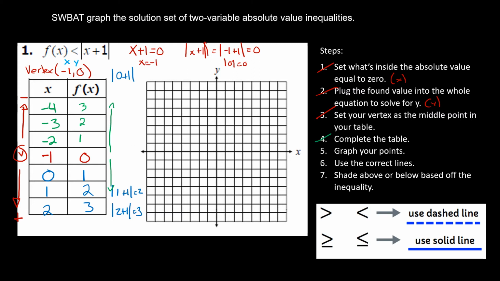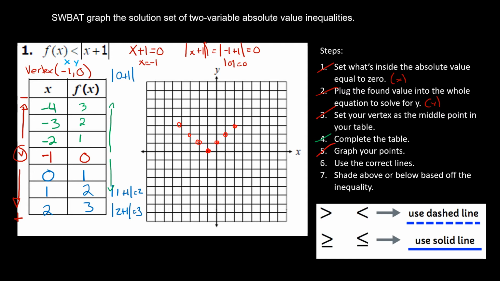Now let's graph our points. Our very first point, we want to start off with our vertex at -1, 0. So I go to -1, 0. Here's my vertex. My next points would be at 0, 1, then 1, 2, and 2, 3. On the other side, we'd have -2, 1, then -3, 2, and -4, 3. So we've got our points graphed.